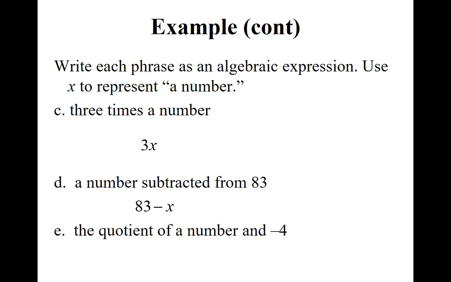And the quotient of a number and -4, the quotient of means division. Division, the order matters. First divided by second. A number divided by -4. X divided by -4. And a note, if we have a negative on the bottom, we can write the whole thing as a negative because that is a positive x divided by a -4. And positive divided by negative is negative overall. We can write that as -x/4.